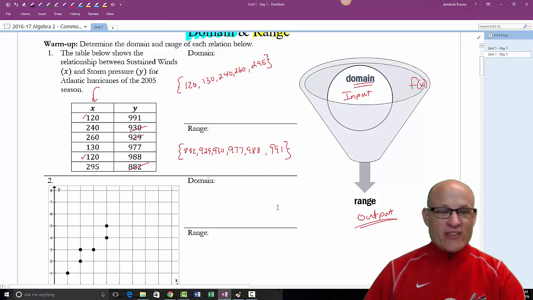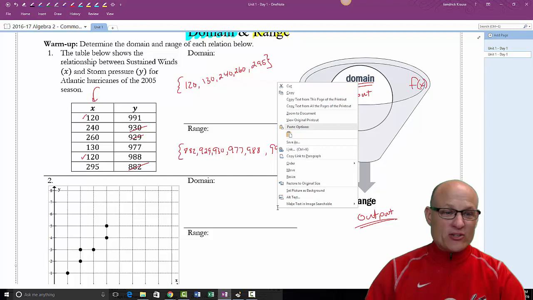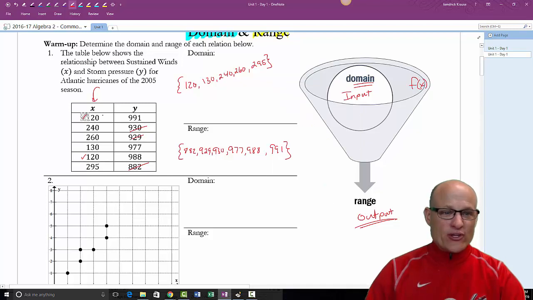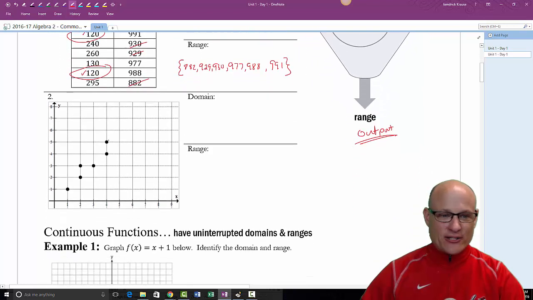Saying hi to everybody. So, yes, this is not a function because we have repeating x values. So this is a domain. This is a relation, but it is not a function.